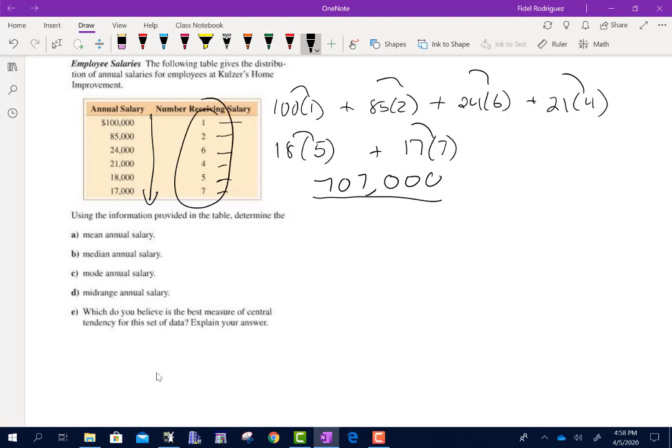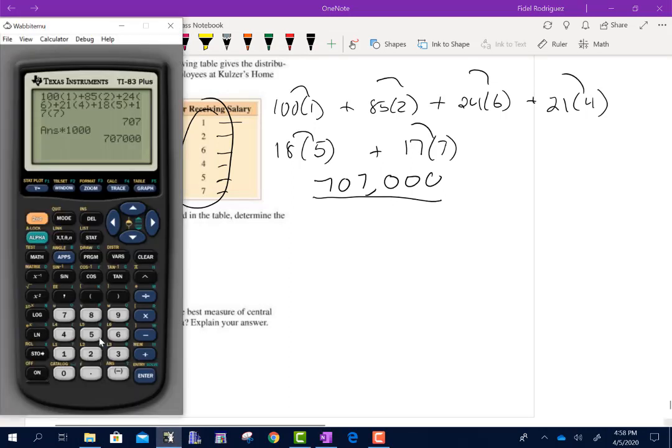Now, I need to divide that by the total number of employees. So I got to add those numbers up, right? Because that's going to be the total number of people. So let me clear this out. So I'm just going to go 1 plus 2 plus 6 plus 4 plus 5 plus 7. Okay, here we go. So we have a total of 25 employees.